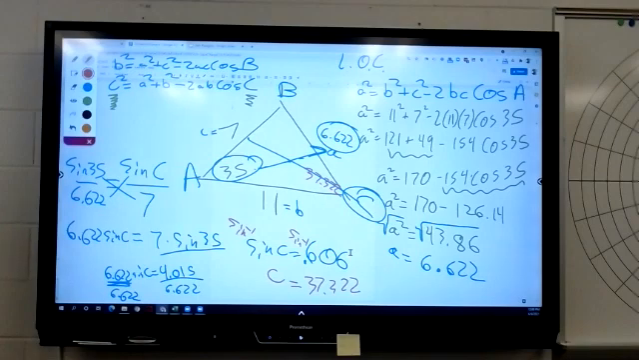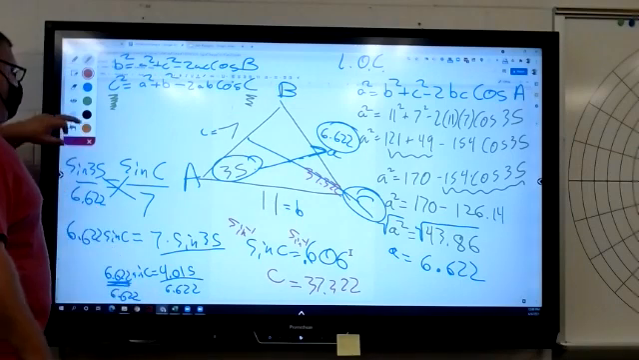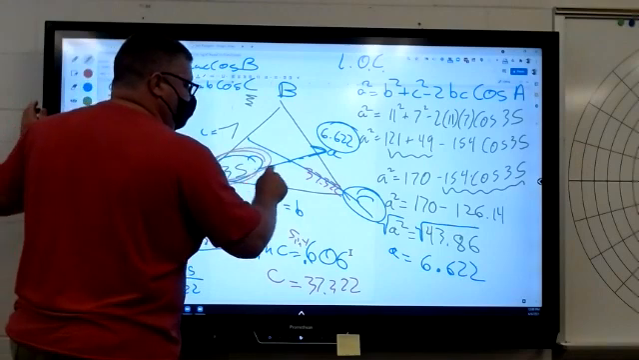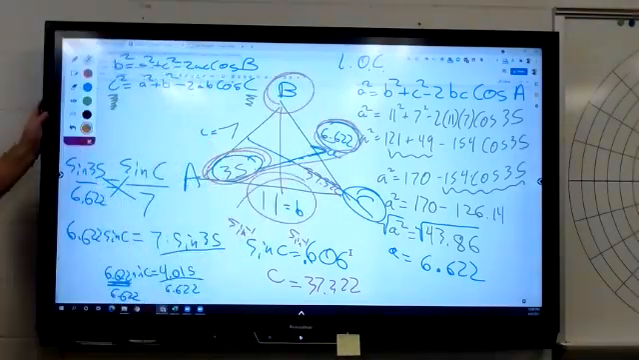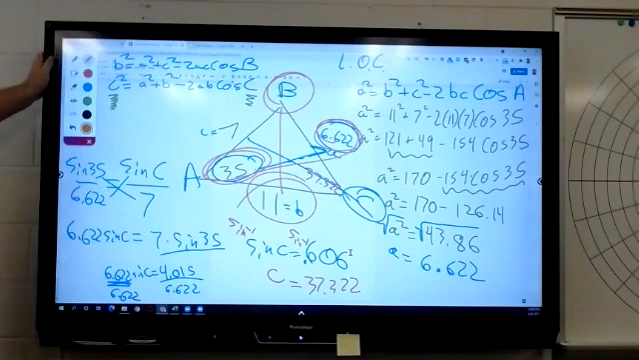How do you find the missing angle? Technically I could do it three ways. What's the easiest way to find the third angle? Subtract from 180. Would that do it? Yeah. What's the second way? I could do law of sines using those two. Or I could do law of cosines again. Three different ways.